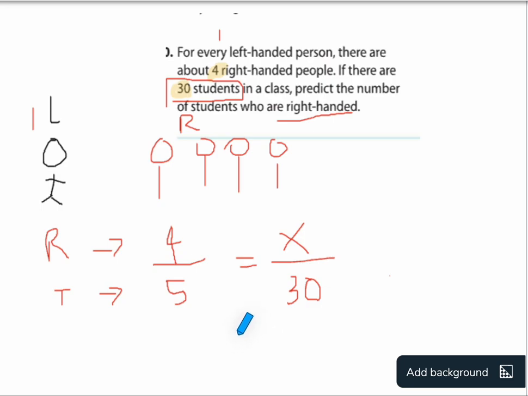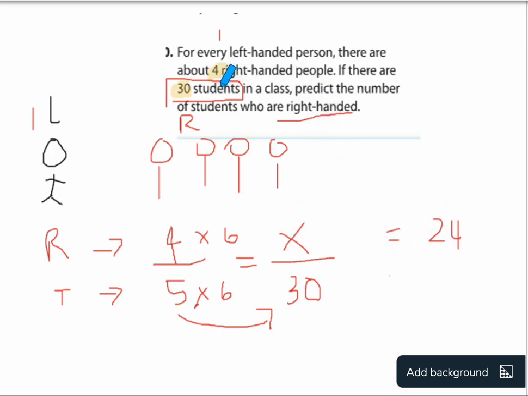Now, you could do it one of 2 ways. You can cross multiply, or you can look for a pattern. If you look at this over here, you're like, something times 5 gives me 30. I wonder what that is. It's 6. So whatever you do to the bottom, you do to the top. Now you have 4 times 6, which is what? 24. So X equals 24.